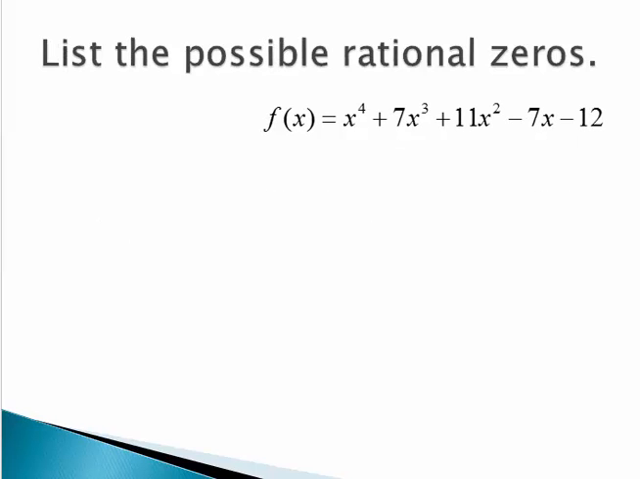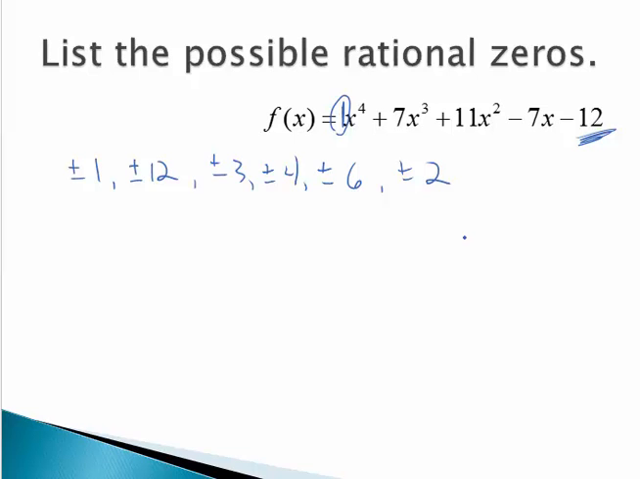First, we'll start with listing all the possible rational zeros. So remember, in order to do that, we want to look at all the factors of the last term, the constant term, divided by the leading coefficient, which in this case is 1. So that's all your factors of 12: plus or minus 1, 12, 3, 4, 6, 2. That's a lot of factors, right? And normally we would divide all of these by this number, but because it's 1, it's not going to change anything.